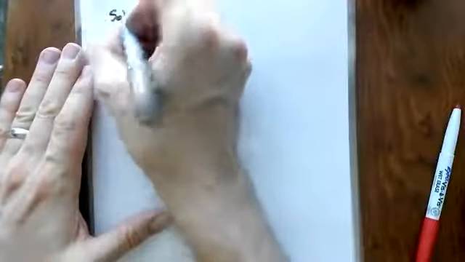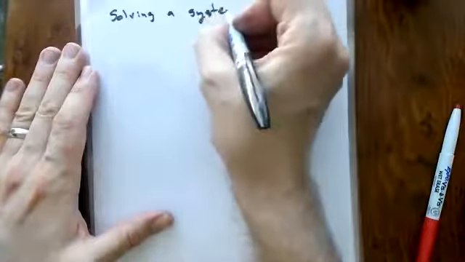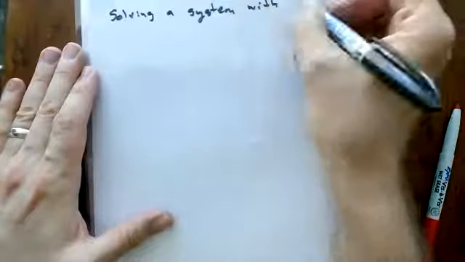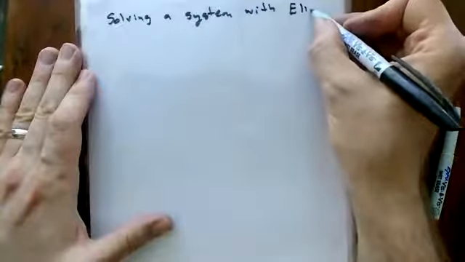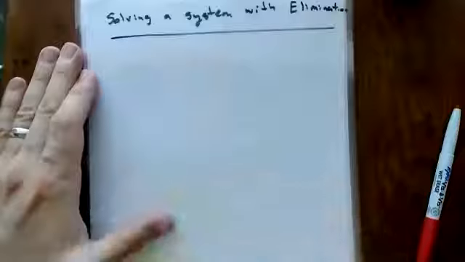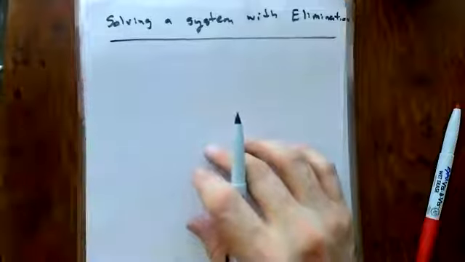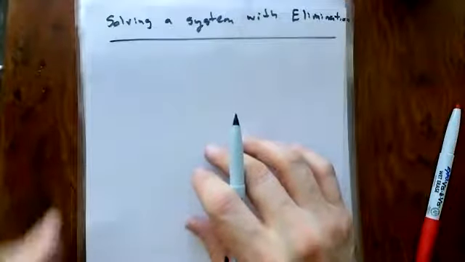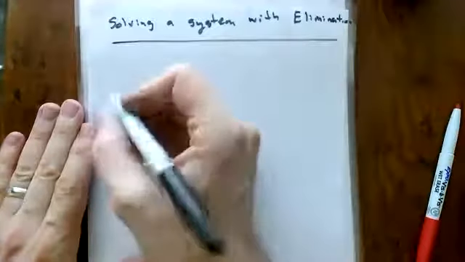We're going to talk about solving a system of equations with elimination. This elimination method is sometimes called the addition method. This is where we're going to use a property of equality, and this property of equality is literally that equal things are equal. As long as we add the same thing to both sides of an equation, we're valid.